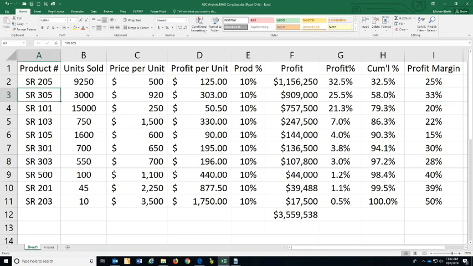Anyway, that's why we're using the Pareto analysis to help us to prioritize where we need to focus our efforts. And operations management is all about getting the most bang for the buck. So the most bang for your buck in here, based on profits, is 80% of your profit comes from SR101, SR205, SR305. That should get the bulk of your attention. All right.